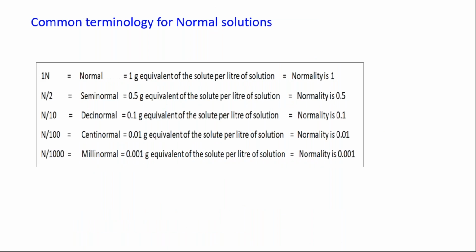So common terms that you use with normality are normal solution, semi-normal, which is N by 2 or 0.5, decinormal, which is 1 by 10, centinormal, which is 1 by 100, and millinormal, which is 1 by 1000. And if you look at it, it is either 1 normal, 0.5 normal, 0.1 normal, 0.01 normal, 0.001 normal. So when you see this, you should be able to understand what is the normality of the solution.